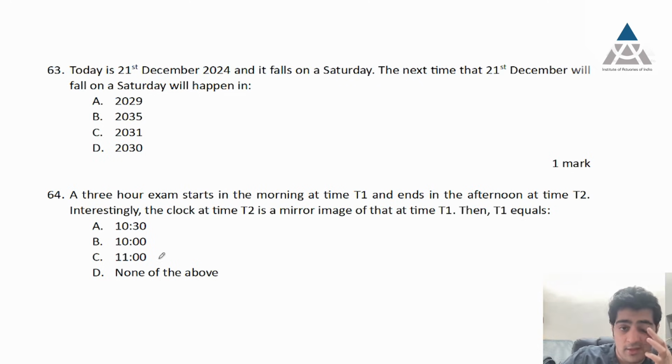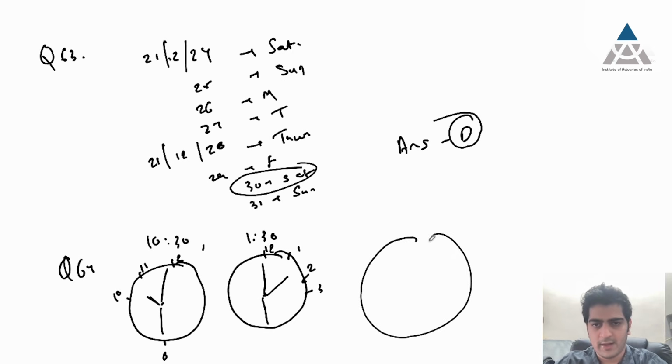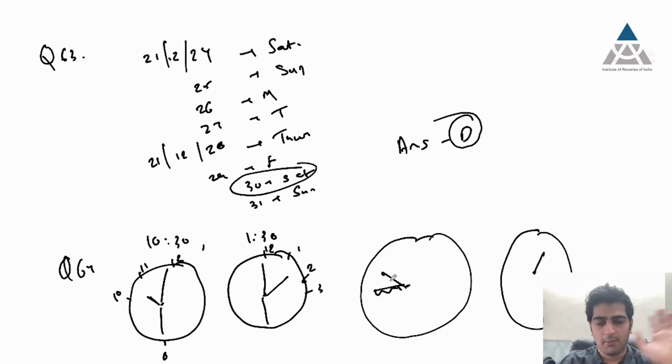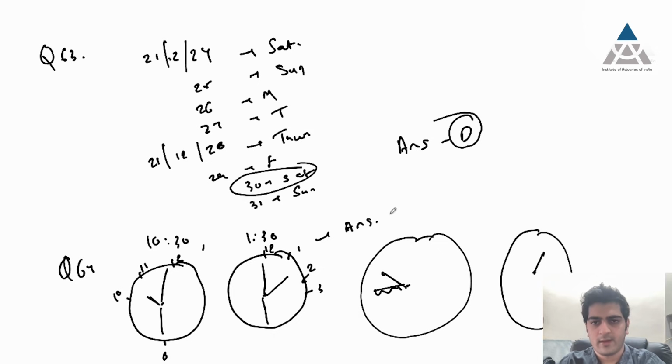You can try the other options as well, but I'm sure you will not be able to get the same type, because at 10, for example, just to show you an example, your hour hand will be here, and your exam finishes at 1, which will be your hour hand here. So you can see this is not a mirror image. The mirror image of 10 would be 2. That's why 10:30 and 1:30 is the correct answer, which is option A.